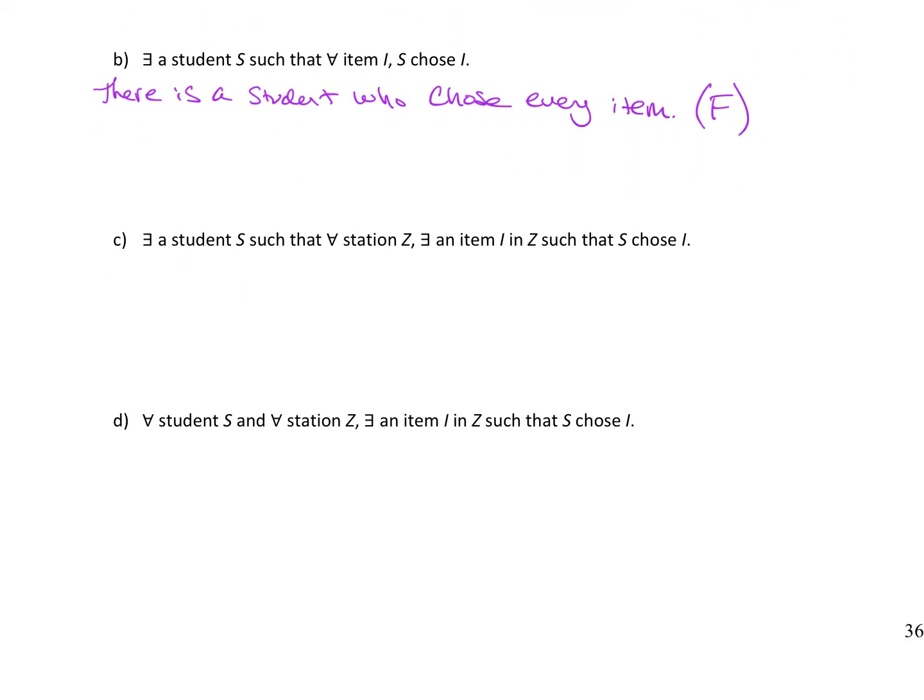Okay. C, there exists a student. So I'm looking for one particular student such that for every station Z, there exists an item L in Z such that S chose L. So there is one student such that for every station Z, there exists an item L in Z such that S chose L.